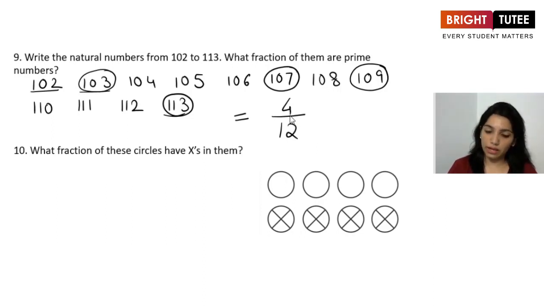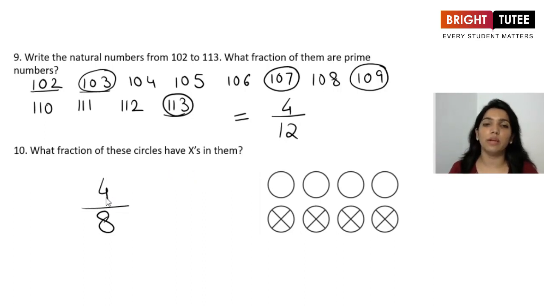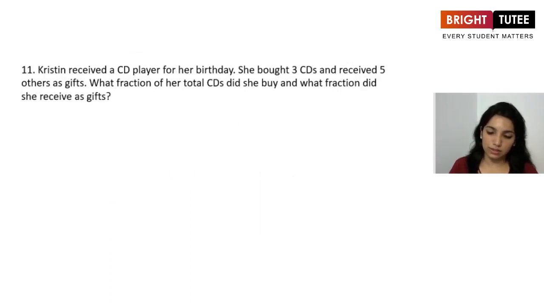Okay. Moving ahead, what fraction of these circles have x in them? So we have got a total of 8 circles, and out of 8 we have got 4 with the x in them, right? So 4 over 8 is the answer. Now here comes, it says Kristen received a CD player for her birthday. She bought 3 CDs and received 5 other gifts. What fraction of her total CDs did she buy and what fraction did she receive?